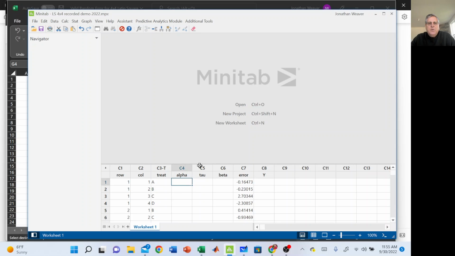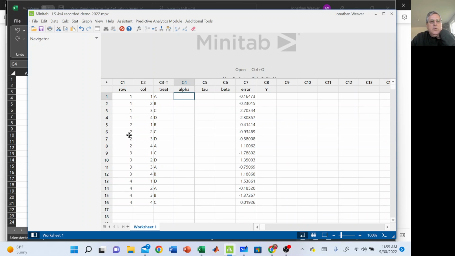But I do have the 4x4 here set up already, just to save time. Rows 1 to 4, columns 1 to 4, and then treatment A, B, C, D, with any one row and any one column having only one of each letter. Any one row has only one A, B, C, D, etc. Any one column has only one A, B, C, D, etc. to satisfy the orthogonality requirement for your Latin square.